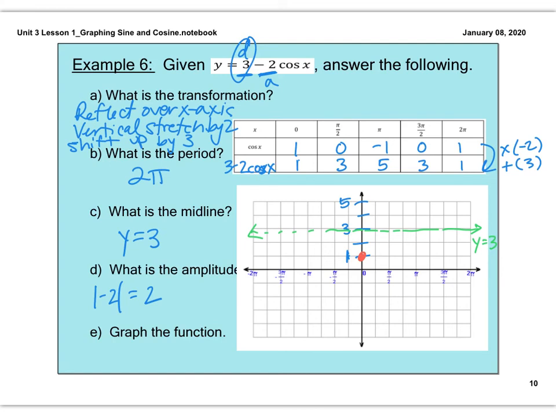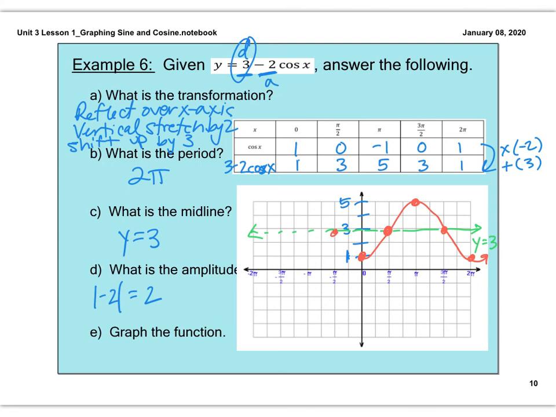Now at pi over 2, my value is 3. At pi, my value is 5. At 3 pi over 2, I'm back to 3. And at 2 pi, I am back to 1. So if I connect those with a curved line, not straight segments, you can see that is one cycle, a period of 0 to 2 pi, so 2 pi.